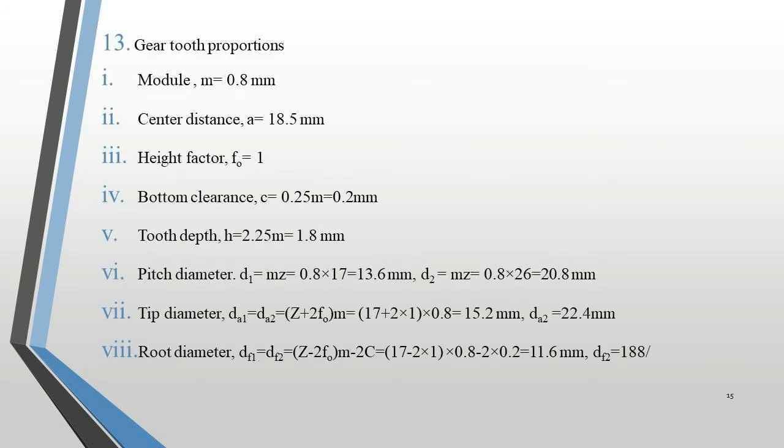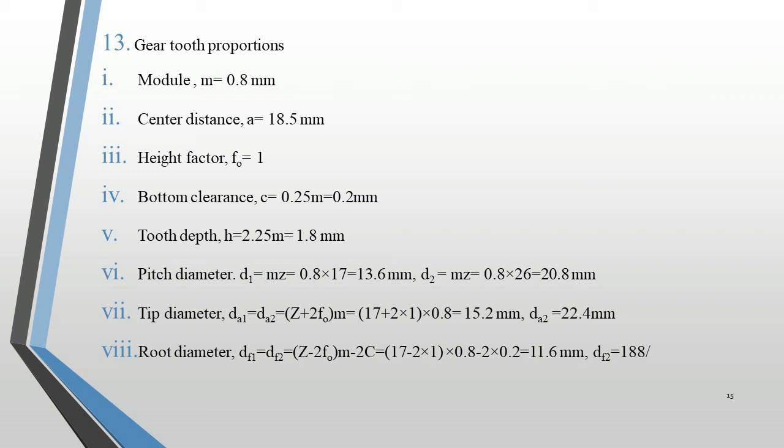Now gear tooth proportion. Module m is equal to 0.8 mm, center distance a is equal to 18.5 mm, height factor fo is equal to 1, bottom clearance c is equal to 0.25 m, equal to 0.2 mm, tooth depth h is equal to 2.25 m, equal to 1.8 mm, pitch diameter d1 is equal to mz, equal to 0.8 into 17, that is equal to 13.6 mm, and d2 is equal to mz, equal to 0.8 into 26, that is equal to 20.8 mm.